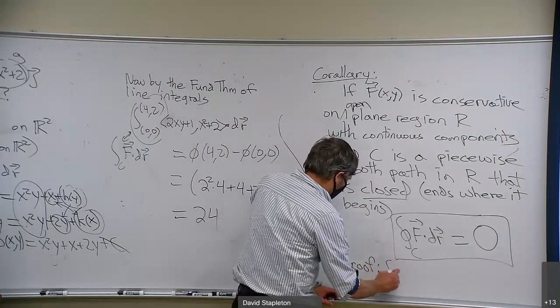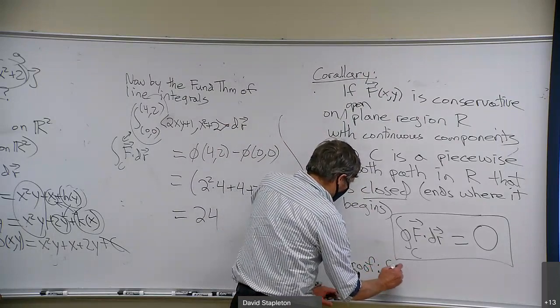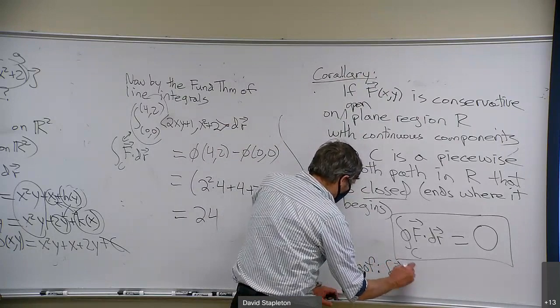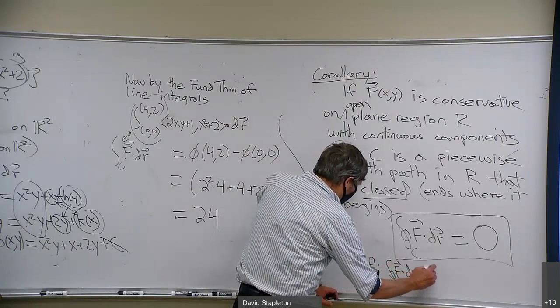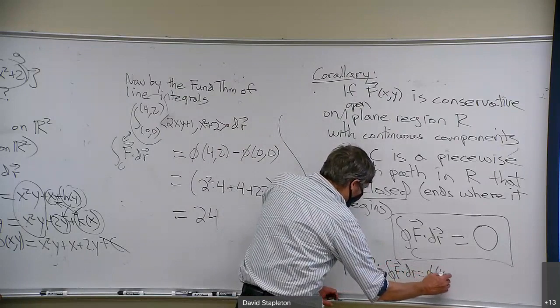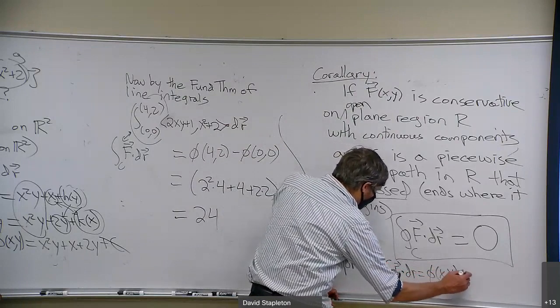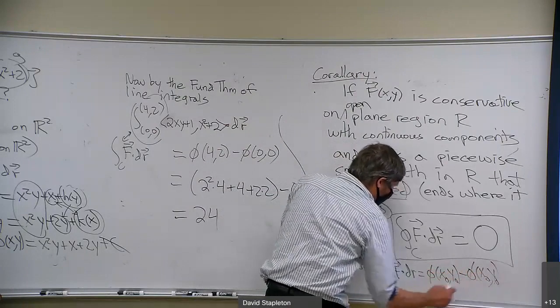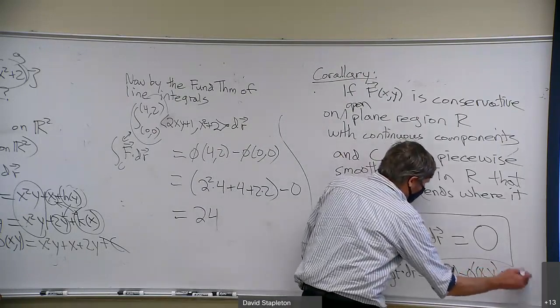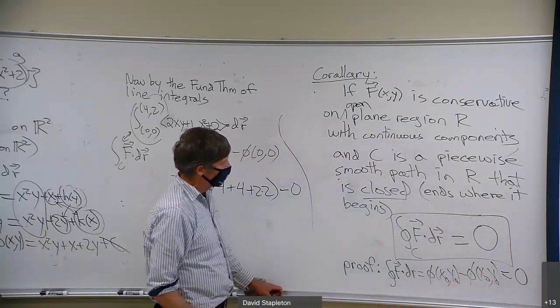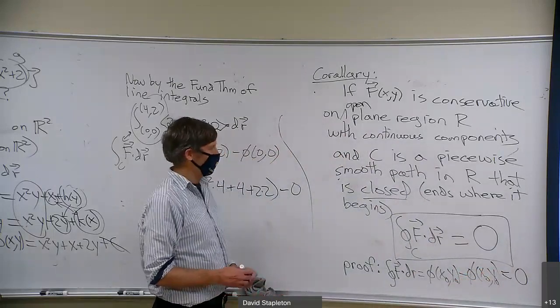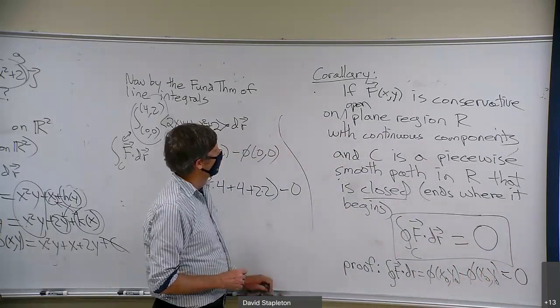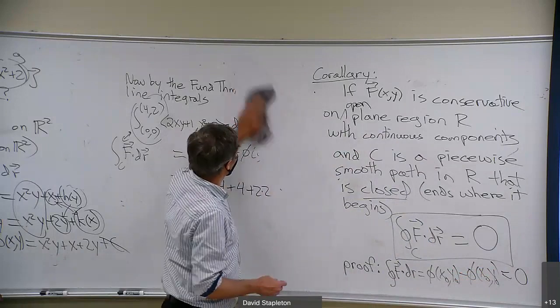The proof of this one is that the integral around a closed path of f dot dr is phi at the ending point, x0, y0, minus phi at the beginning point, x0, y0, right? It ends where it begins, at the same point, x0, y0. You subtract those and you get 0. That's all the proof is. One intermediate step. So that one's worth saying, right?